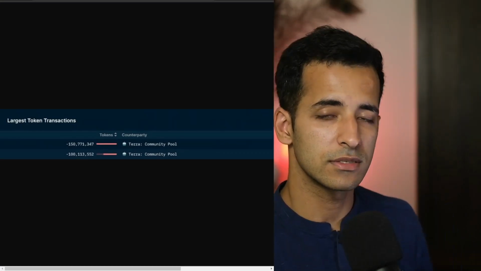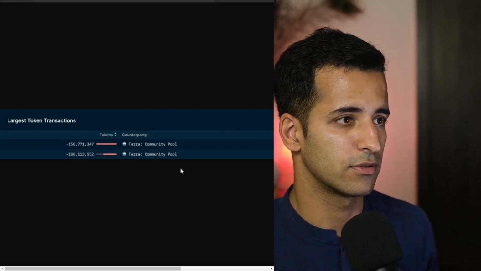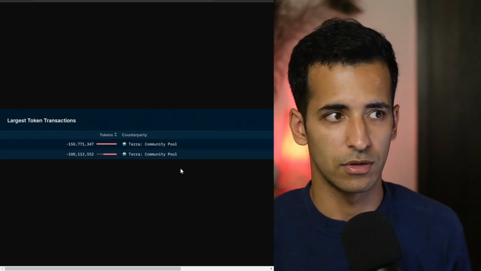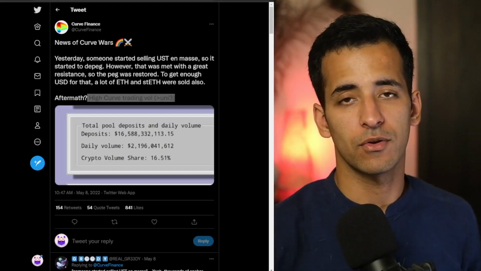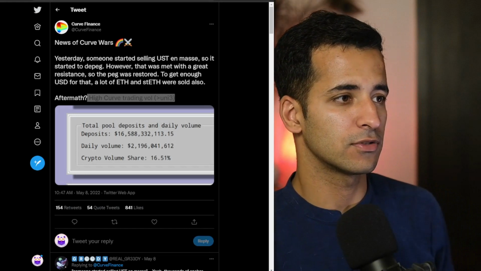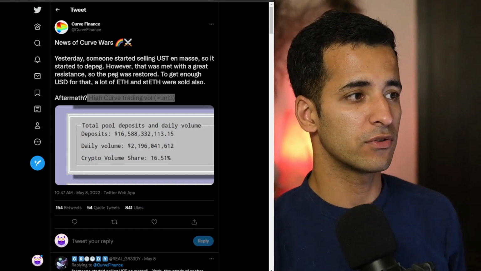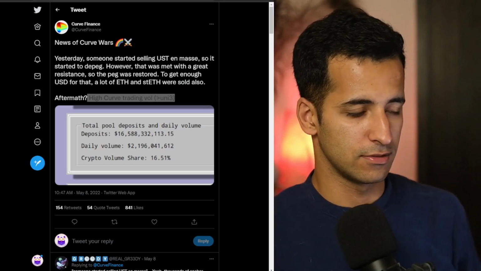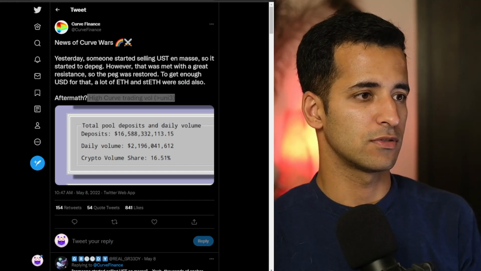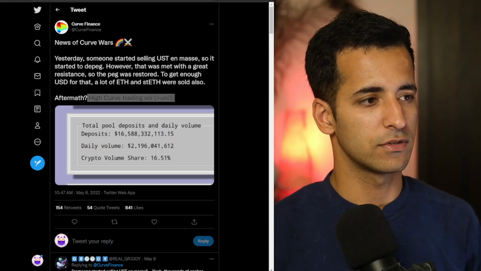Now, this whole incident starts when LFG removes $150 million worth of liquidity from their 3pool, in anticipation of 4pool. Curve Finance proudly stated that someone started to sell UST in bulk, so it started to depeg. However, that was met with great resistance and the peg was restored. One of the reasons the peg was restored was that LFG started to sell from their Bitcoin reserves.